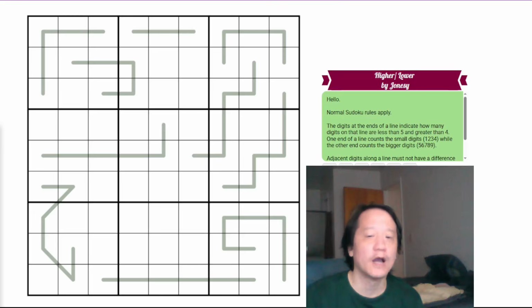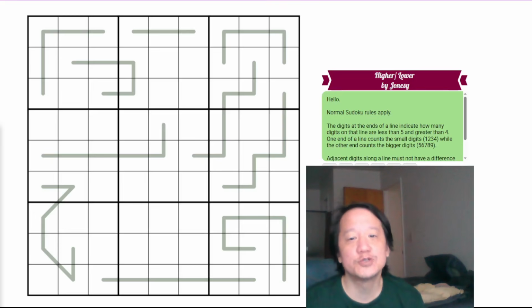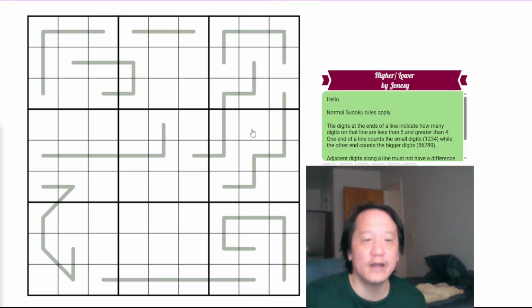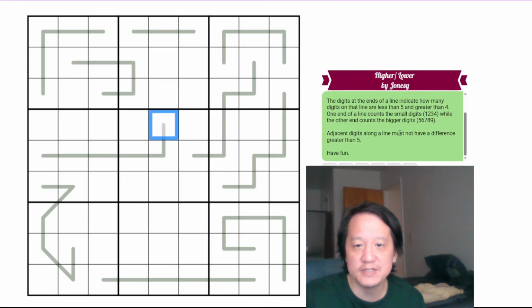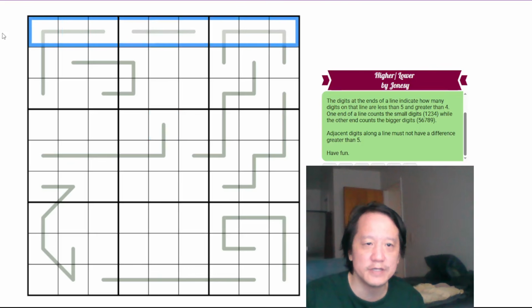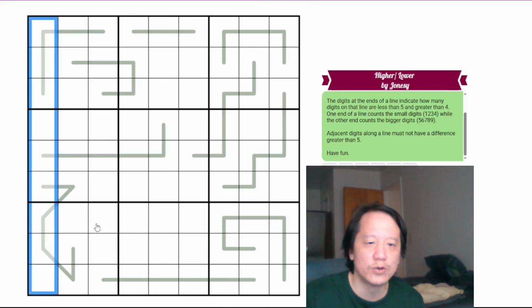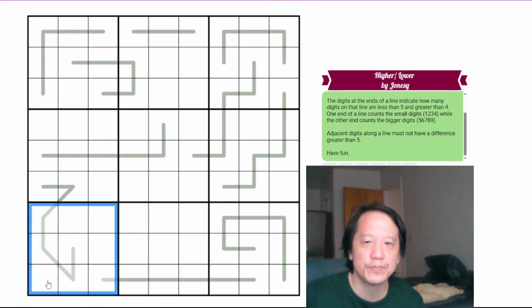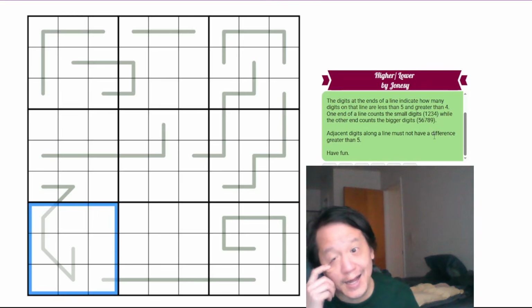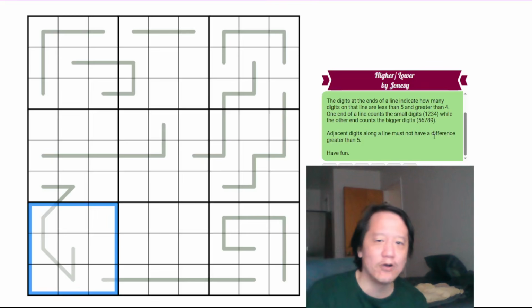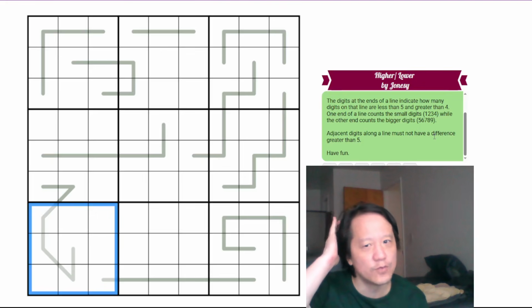Normal Sudoku rules apply, which means in every cell in the grid, place a single digit from 1 through 9 such that there are no repeats in any row, column, or designated 9-cell region. The digits at the ends of a line indicate how many digits on that line are less than 5 and greater than 4.